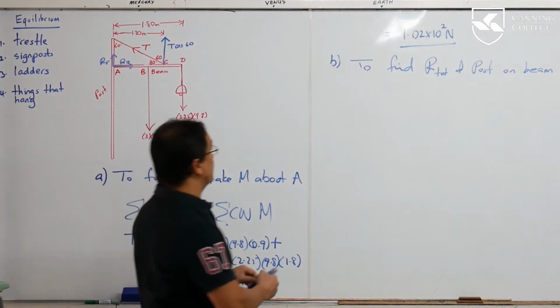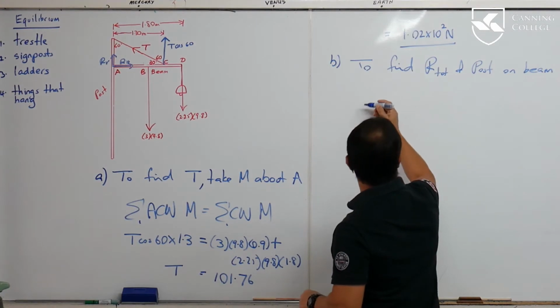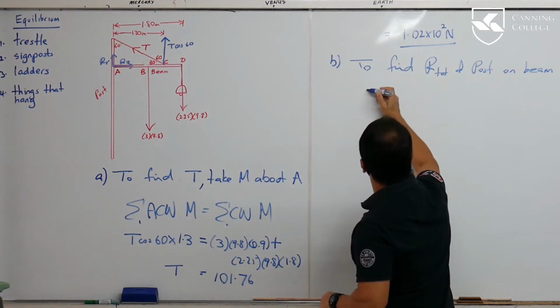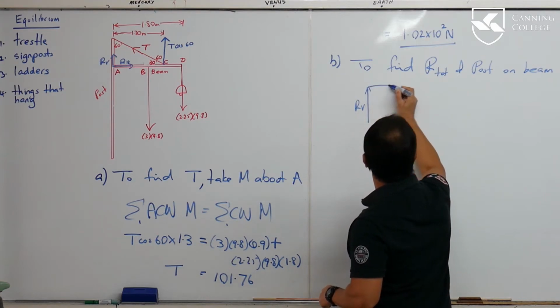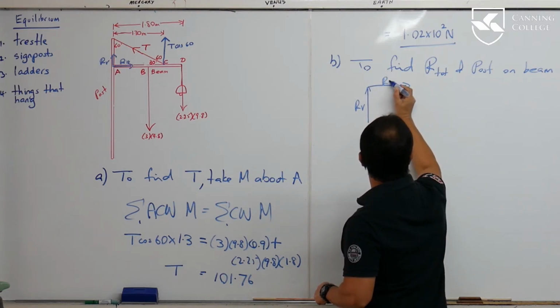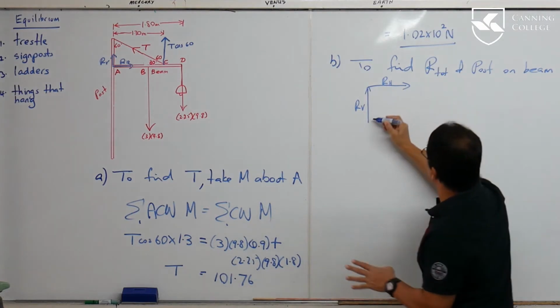Okay, to find R total, now we can see here that R total is going to be made up of two bits. It's going to be made up of RV and RH added vectorially.